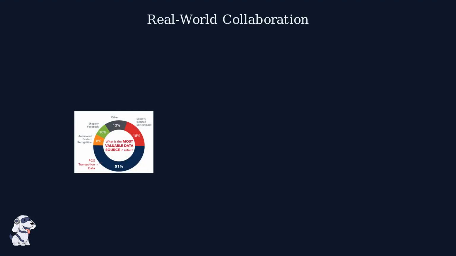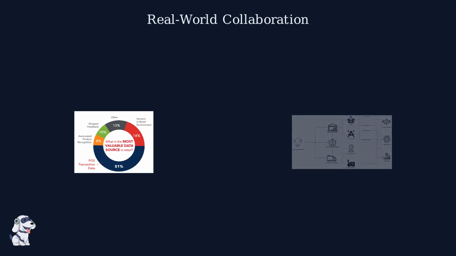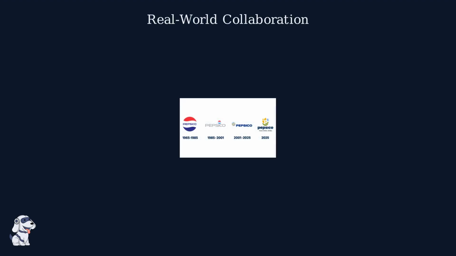Retail data is a goldmine for collaboration. Take point-of-sale data. It's widely considered the most valuable source for understanding consumer behavior. When retailers share this data with brands like PepsiCo, they aren't just sending files. They are building a collaborative product to optimize supply chains and inventory. Brands utilize these insights to adjust their production cycles.